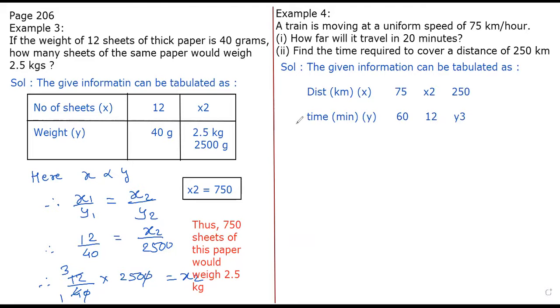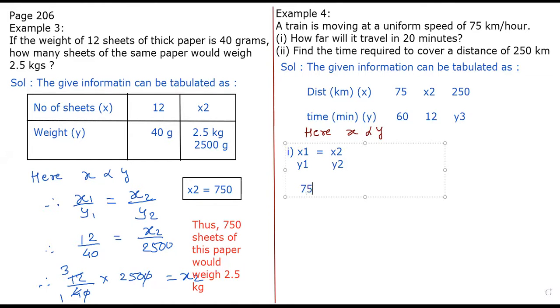Yes, sir. Here X is proportional to Y. Therefore, X1 upon Y1, proportional, so the ratio becomes constant. Yes or no? Yes, sir. X2 upon Y2. Put the values, get the answers.